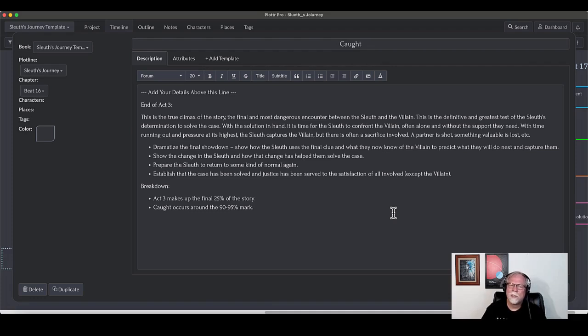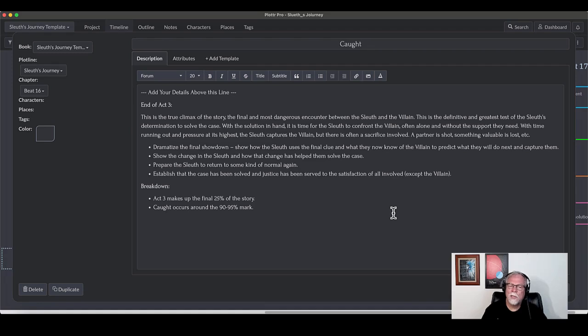So dramatize this final showdown, make it the big deal that it is. This is what your reader's been waiting for. But show the emotional change in the sleuth and how that change has helped them to solve the case and will help them in their life going forward. And prepare the sleuth to return to some kind of normal again. Now, this is not going to be the normal that they were before. Okay, there's going to be some change.